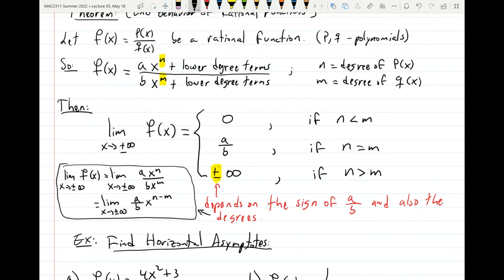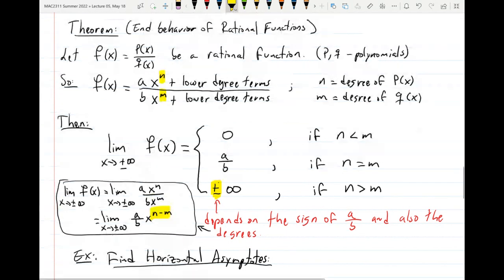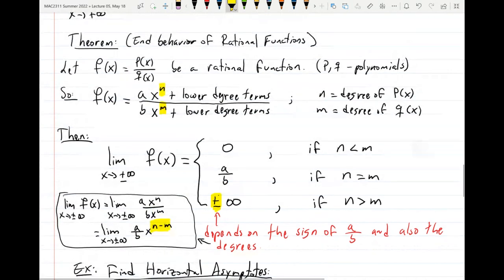Whatever the end behavior is for this power function, that would be the end behavior of our rational function. And as you know, it depends on the degrees, right? So whether this difference here is an odd or an even number, and also you have to look at the sign of a over b. That would tell you whether you will get a positive or negative infinity, combined with the degree, of course. So again, it's pretty straightforward to find the limits of rational functions at infinity. Just look at degrees, and then you will be able to quickly tell what the answer is.